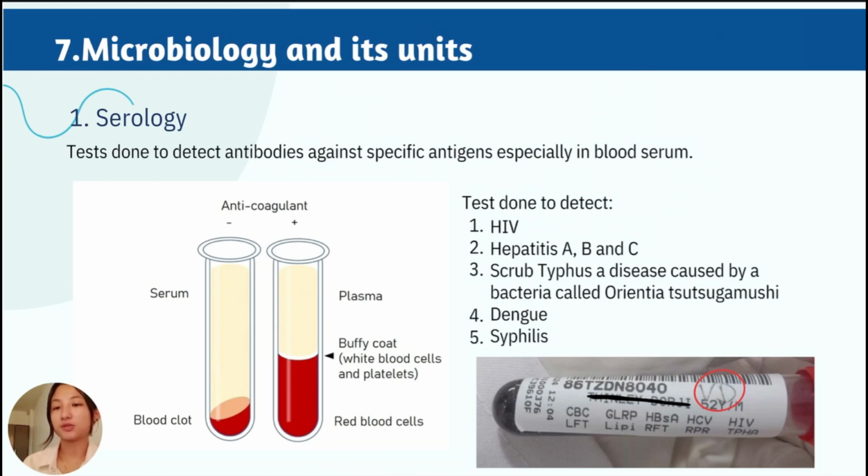So the tests done were for HIV, hepatitis A, B, C, scrub typhus, which is caused by the bacteria known as Orientia tsutsugamushi, and then the dengue test and syphilis test. This unit is for all these tests. And in the phlebotomy unit, when I went to get the blood vial, it had VD written, so VD is especially taken in the serology unit.